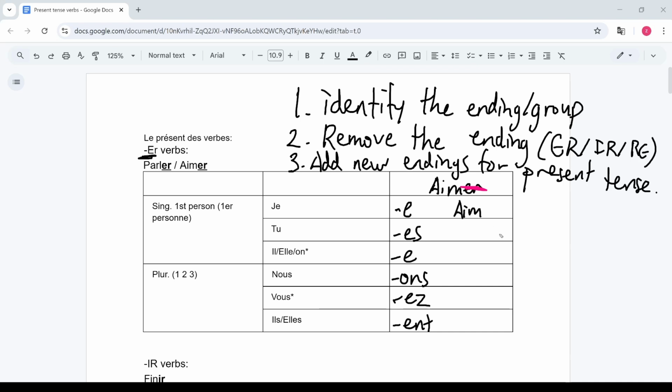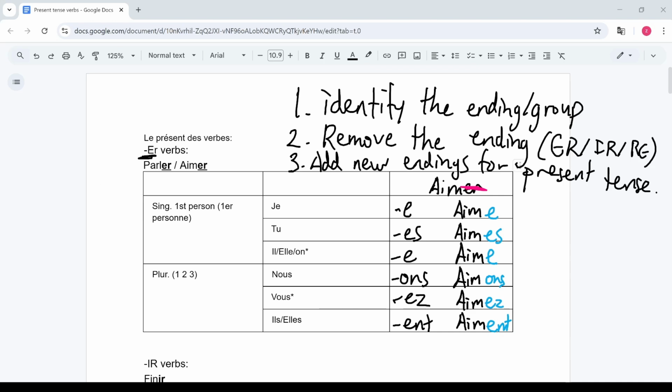Start off with this, and our third step is to add our new endings. Let's put it in blue. Add our new endings for present tense. So for je, we are going to add an E. And we'll do the exact same thing for all of the other ones. We start with whatever is left after we remove our group ending, and then we add our new endings for present tense depending on what the subject is. So E, ES, E, ONS, EZ, and ENT.